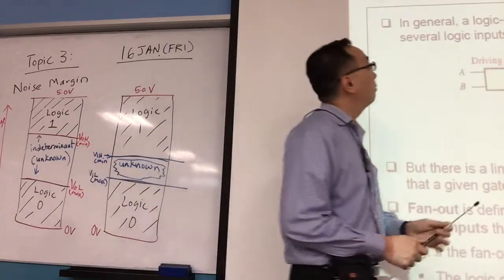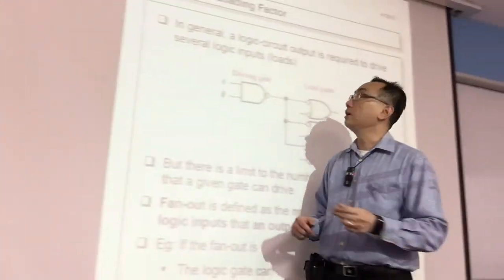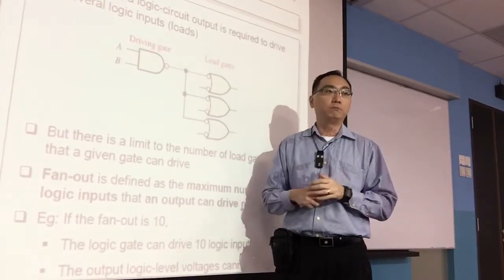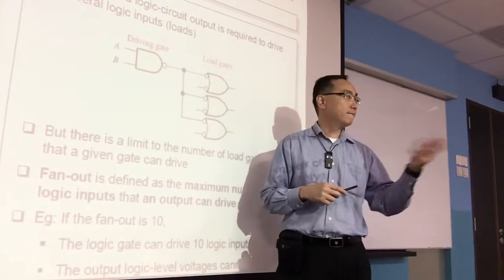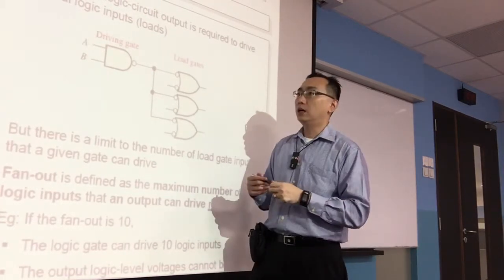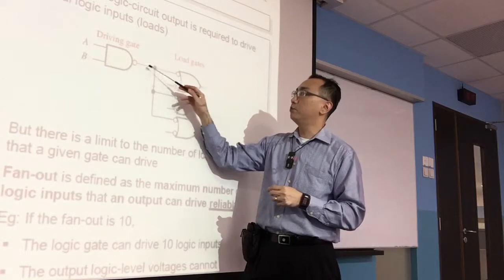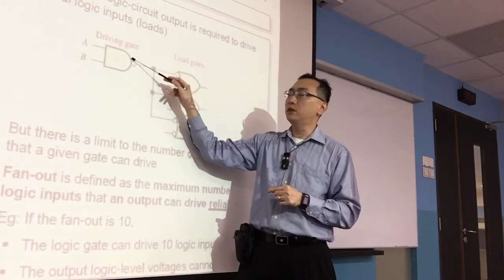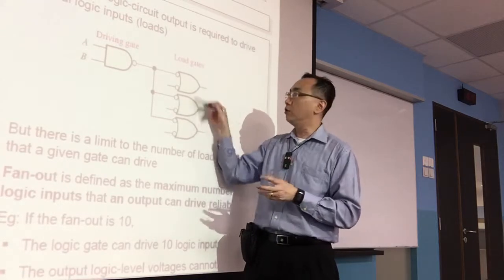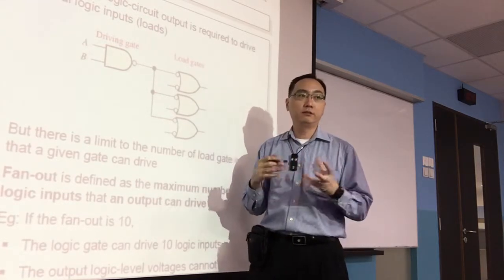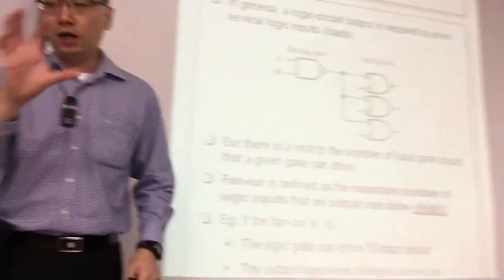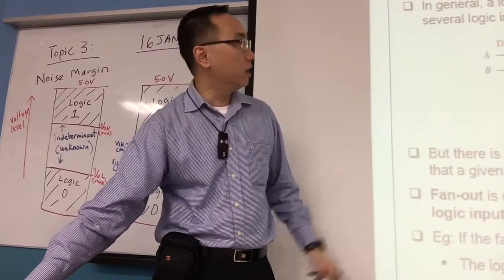Then we talked about the fan out, right? Yeah, it's quite important, guys. Fan out. Okay, what is fan out? The number of inputs you can drive. Yes, correct. In short, what your friend says is correct. The number of inputs that a load, a specific gate, can drive. So of course, the more gates you can drive, the better, right? The fan out is good. But of course, in reality, you are limited in the number of gates you can drive.